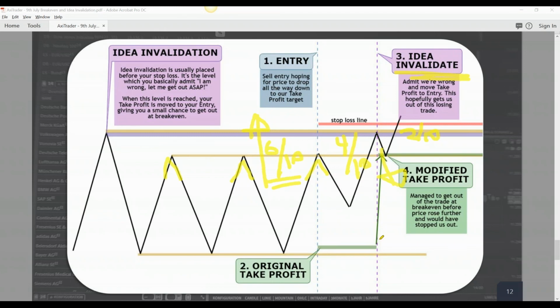Okay? So don't be afraid. In fact, be addicted to finding ways to minimize losses. Everyone's always talking about maximizing gains. No one ever looks at minimizing losses. Okay, so, all right, let me see. That is my topic on break even and idea invalidation.